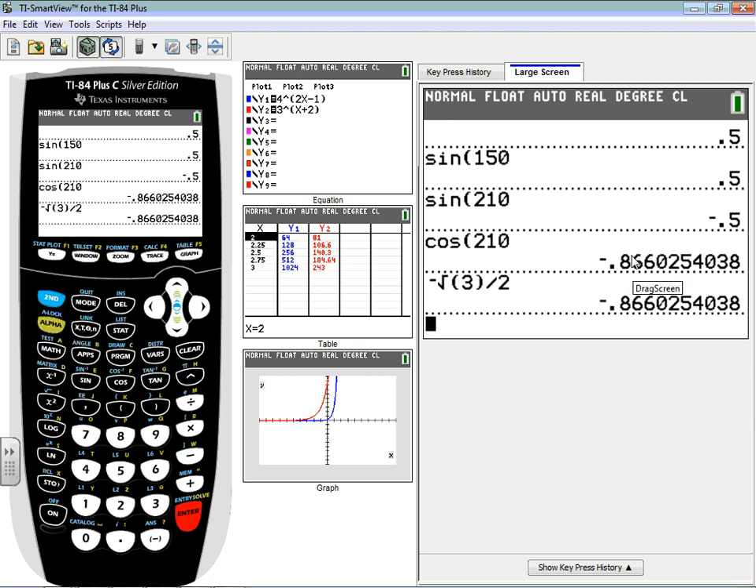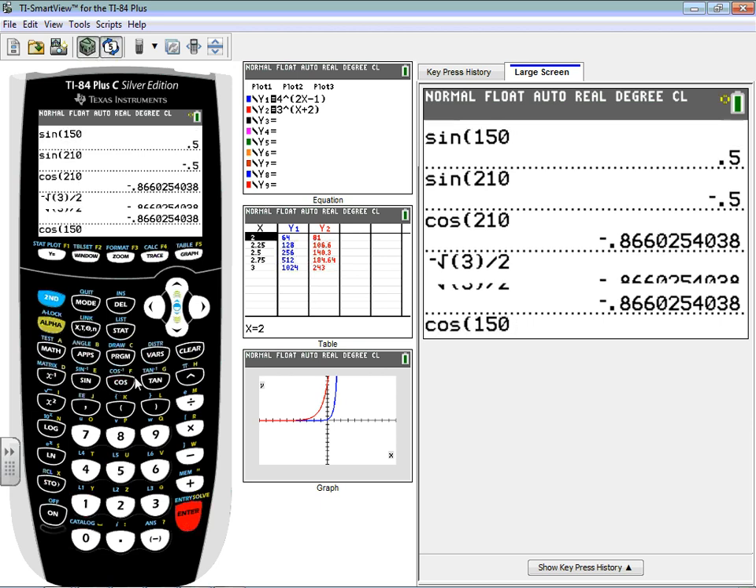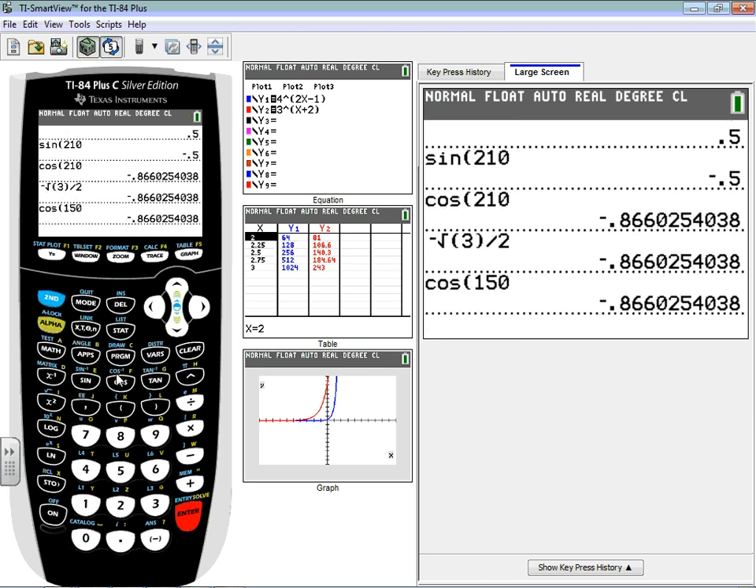And I'll just show you that the cos of 150 has the same number as well. Whereas, look at the cos of 30 degrees. Same reference angle, but it's in quadrant 1, or the cos of 330. Same reference angle, but it's in quadrant 4. That's how we know that it's only our quadrant 2 and our quadrant 3 angles.